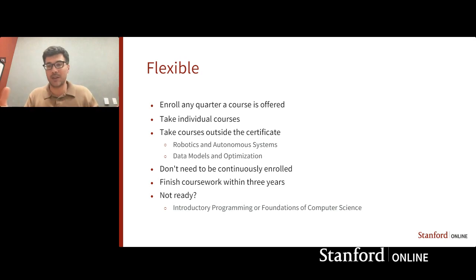You also don't need to be continuously enrolled. Unlike a master's degree where once you're admitted, you basically have to take courses every single quarter until you graduate, unless you file for a leave of absence. In this one, you do not need to be.